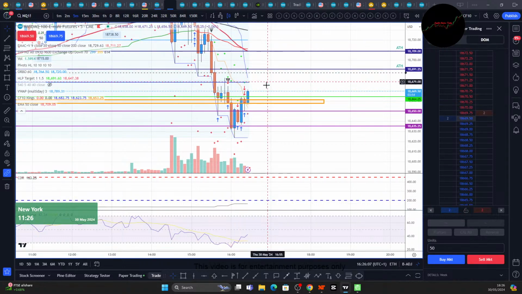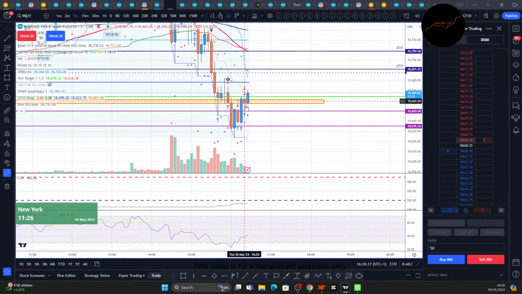Wow, there's all the buying I was looking for. But I didn't like this. This candle here is not something I'm looking for, especially after being burnt last week. So we'll stay on the sidelines for now. We'll wait. We'll see if price heads towards that.